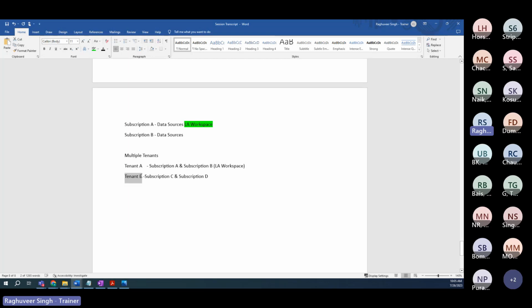However, when I have multiple tenants, tenant A comprising 2 subscriptions, tenant B comprising 2 subscriptions, and I create a Log Analytics workspace in subscription B of tenant A, I know from the previous scenario that I can also ingest logs from subscription A to the subscription B Log Analytics workspace of the same tenant. But what about the other tenant's subscriptions? Can I ingest logs from data sources of subscription C and subscription D to the Log Analytics workspace of tenant A and subscription B? Yes, no, maybe.